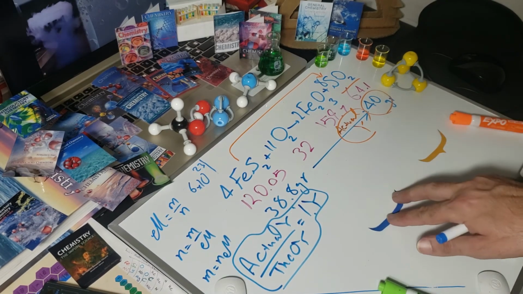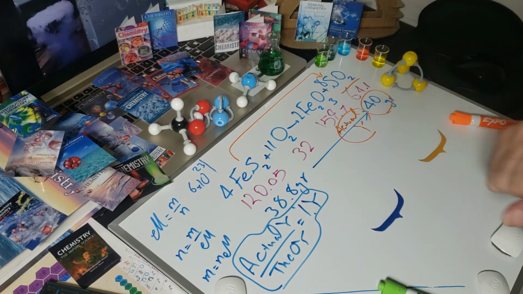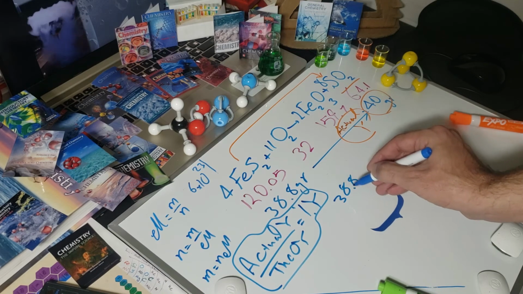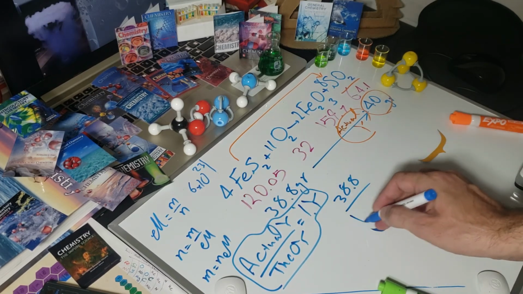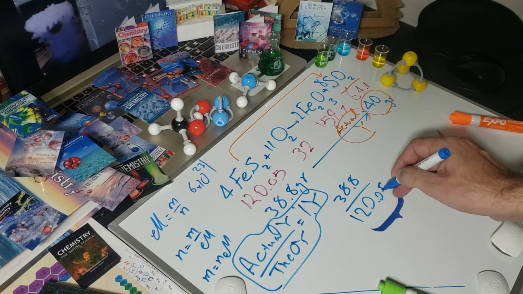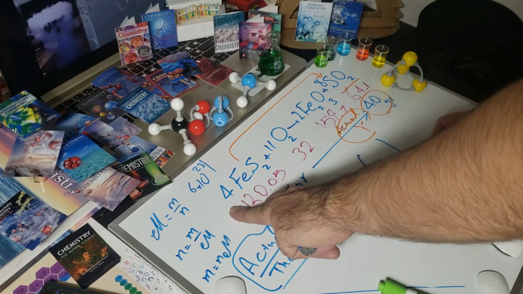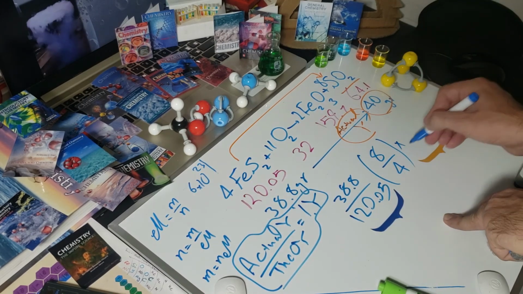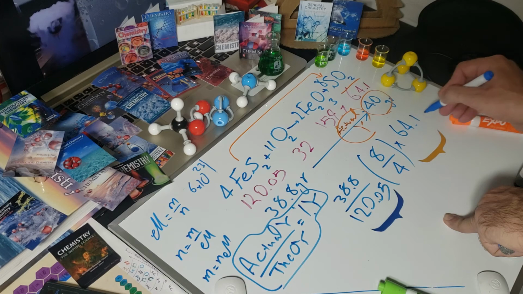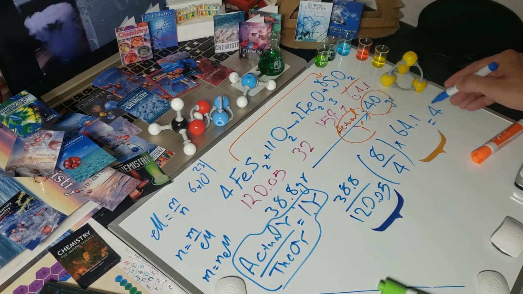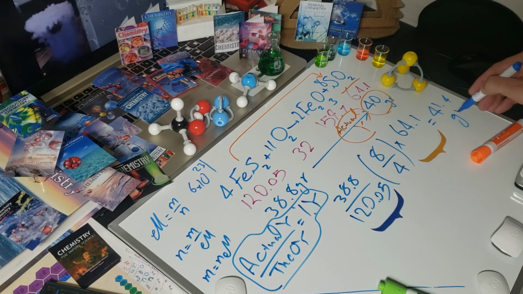Okay, let's go on from FeS2 to SO2. Now we have 38.8 grams of FeS2 divided by 120.05. I'm going to move on from this to this, so 4 would go on the denominator, 8 would show up on the top, times the molar mass, which is 64.1, and if I do that, I will find that that would be 41.4 grams of SO2. This is possible, and this we call the theoretical yield.